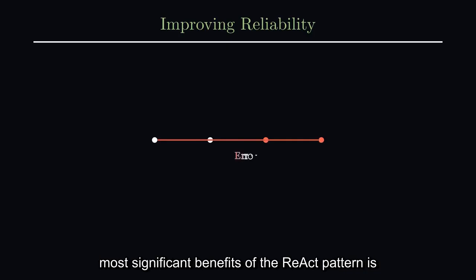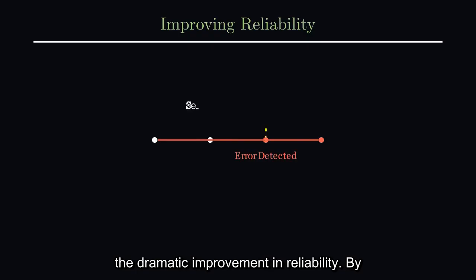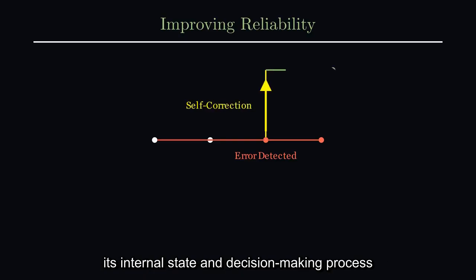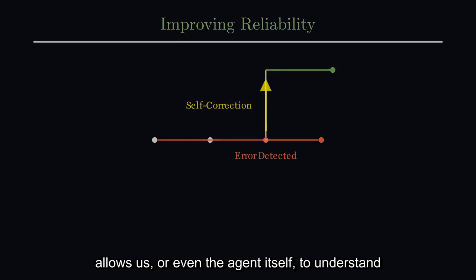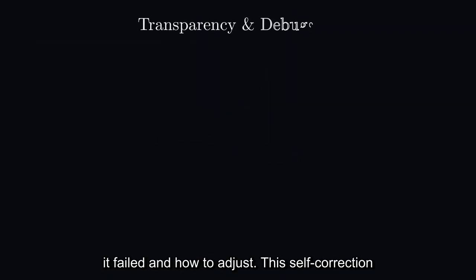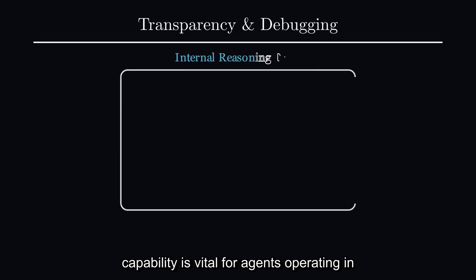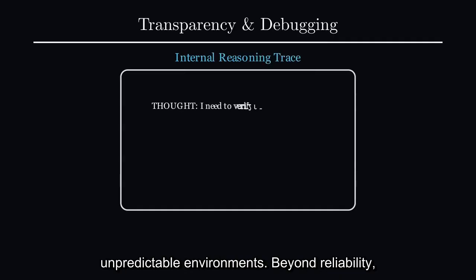One of the most significant benefits of the ReAct pattern is the dramatic improvement in reliability. By explicitly laying out its reasoning, the agent makes its internal state and decision-making process transparent. If an action fails, the reasoning trace allows us, or even the agent itself, to understand why it failed and how to adjust. This self-correction capability is vital for agents operating in unpredictable environments.